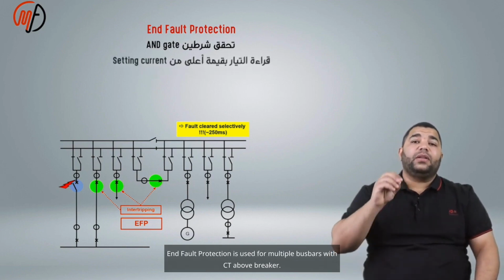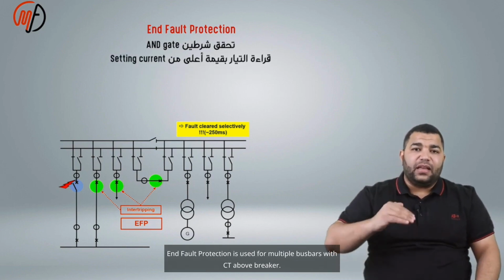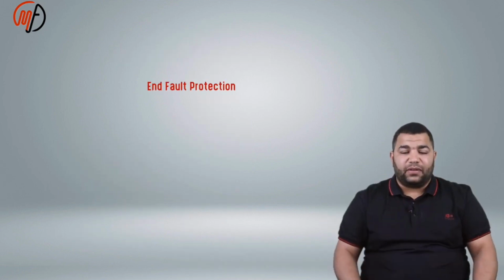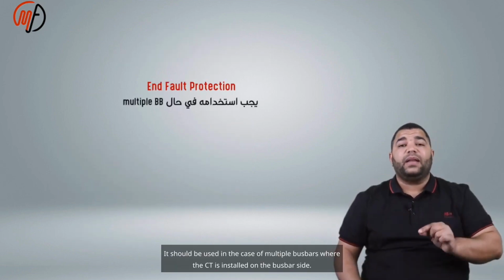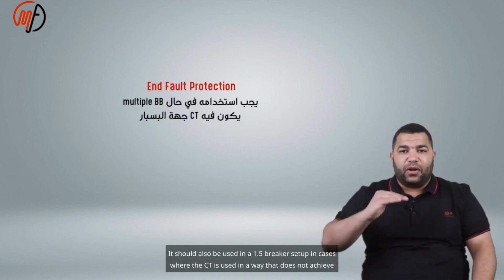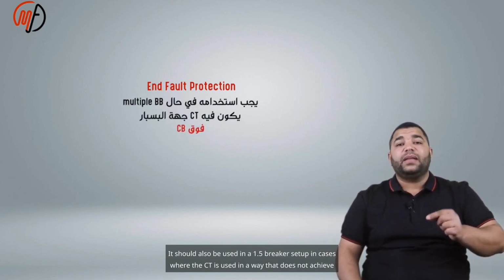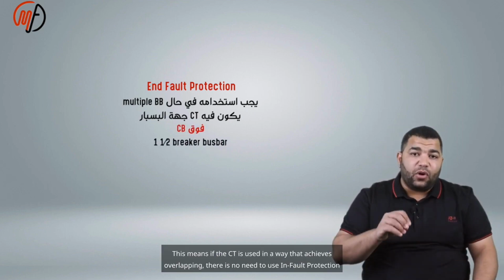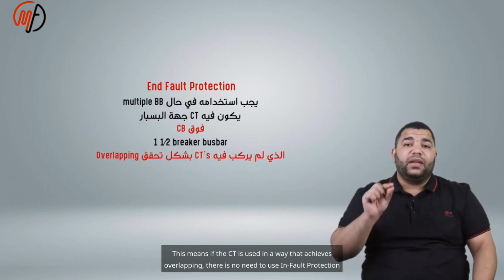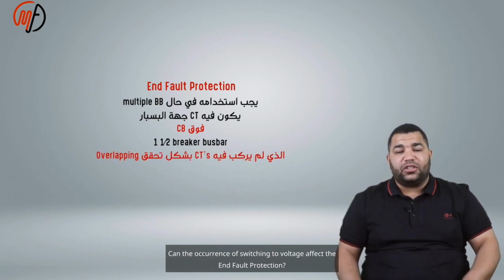End fault protection is used for multiple bus bars with CT above breaker. Also for 1.5 breaker setups without CT overlap. It should be used in the case of multiple bus bars where the CT is installed on the bus bar side. It should also be used in a 1.5 breaker setup in cases where the CT is used in a way that does not achieve overlapping. This means if the CT is used in a way that achieves overlapping, there is no need to use end fault protection. End fault protection reduces trip time.